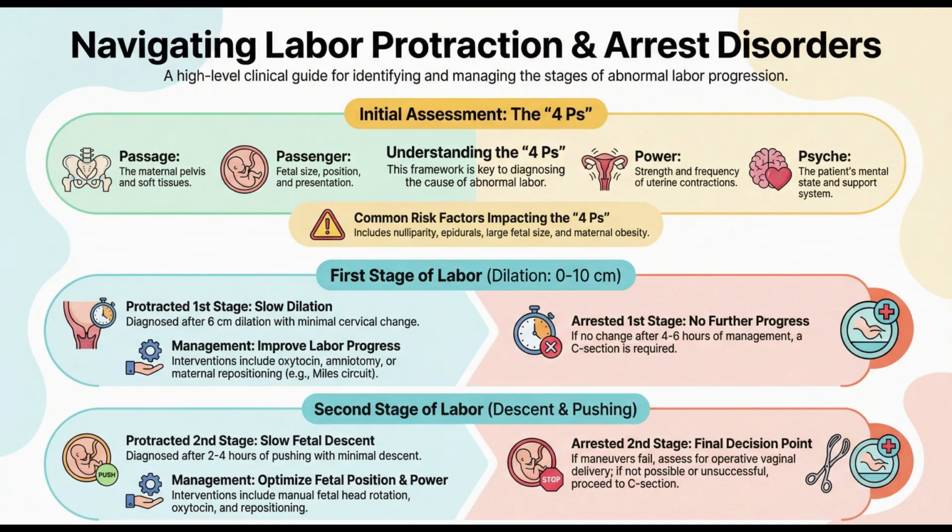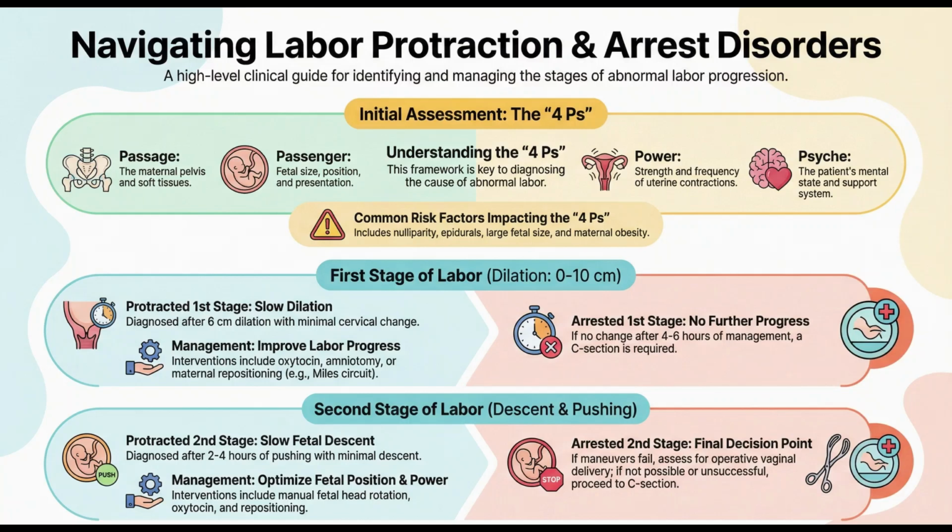Okay, so passage and passenger. What's next? Next is power. This is the engine of labor. We're talking about the strength, the frequency, the efficacy of uterine contractions, and later on, the mother's own pushing efforts. And the last one? The last one, and this one is so often underestimated, is psyche. This is the patient's mental and emotional state, her anxiety levels, her pain coping, her support system, all of it. It's fascinating, isn't it, that in such a physical, anatomical process, the psyche is given the same weight as the size of the pelvis. It just tells you right away this is a holistic evaluation.